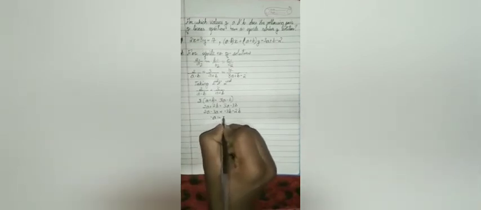So we will get minus a is equal to minus 5b. So minus 5b comes here for the equation. So minus a plus 5b is equal to 0. So this is equation number 1.